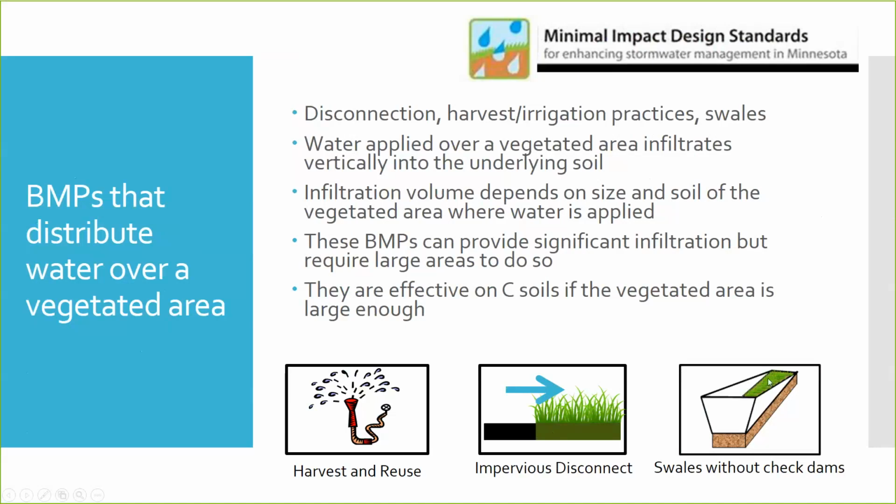In a swale without a check dam, the water is moving along a vegetated surface and it infiltrates as it moves along. Swales are generally not very effective at infiltrating water unless the underlying soils are very permeable, you have a bioretention base, or the swale is very long, which creates greater contact time.